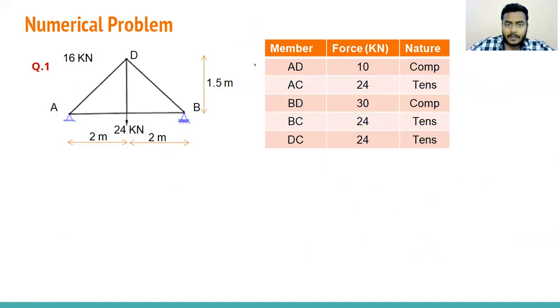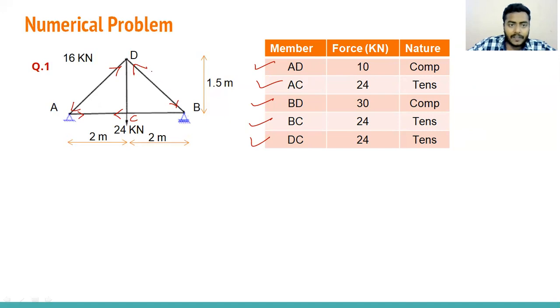AD we get 10 kilonewton compressive in nature, AC 24 tensile in nature, BD, BC, and how we locate, like we can show in the diagram. AD is compressive, so it will be like this, right? AC, that is tensile. So at joint A, it will be like this. At joint C, it will be like this. BD, compressive. So BD at B joint like this, at D joint like this.